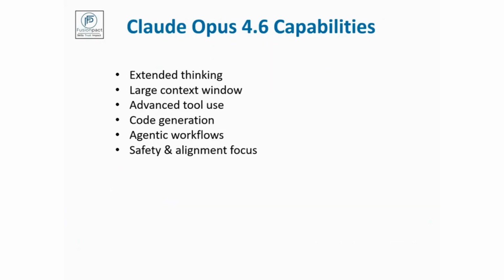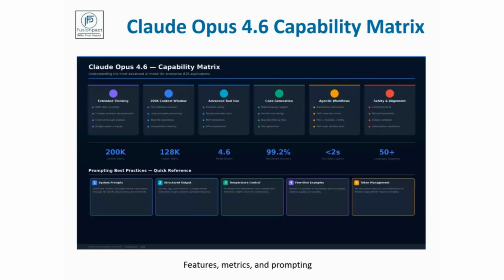Claude Opus 4.6 capabilities: extended thinking, large context window, advanced tool use, code generation, agentic workflows, and safety and alignment focus. Here is the overview of the Claude Opus 4.6 capability matrix, features, and prompting.